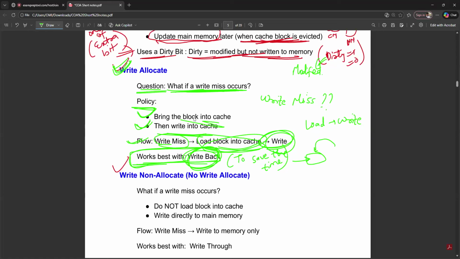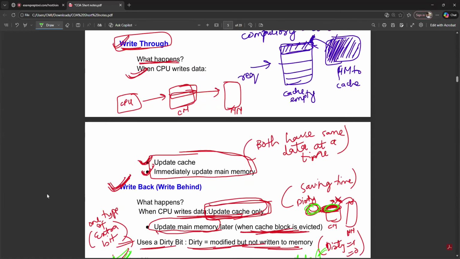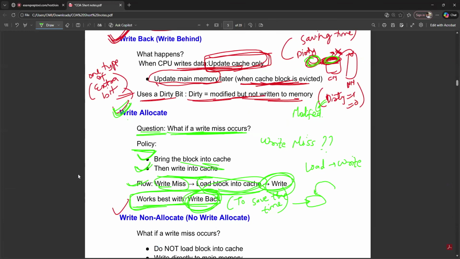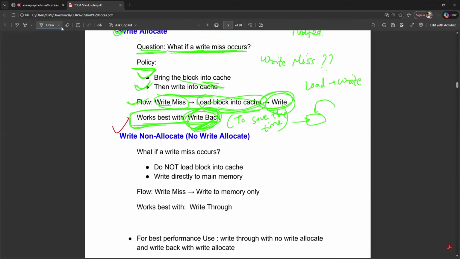Because here you see, write allocate can work with write back or write through. But there is no point in using it with write through, because write through immediately updates the cache and main memory at a time. Both at a time, but it is wasting the time. So you are saving the time by using write allocate with the write back cache.